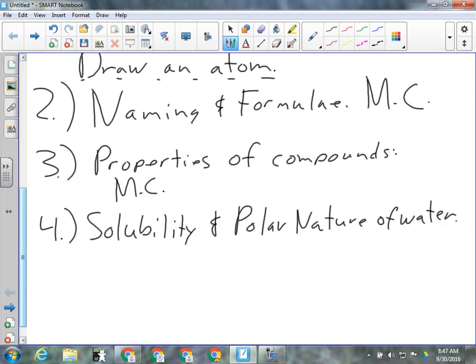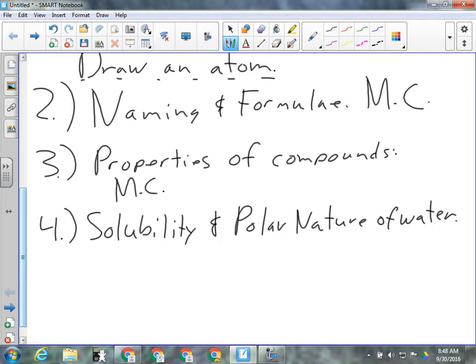Solubility and the polar nature of water. There will be some questions that will ask you to use your solubility chart. Like, I'll give you a reaction and I'll say, which of the products is not soluble? Which is exactly what you were asked to do in question number 2 in the analysis of your reactions lab report. I would give you a question just like that. You look at the products, you look them up on the solubility chart, and you tell me whether they're soluble or not.